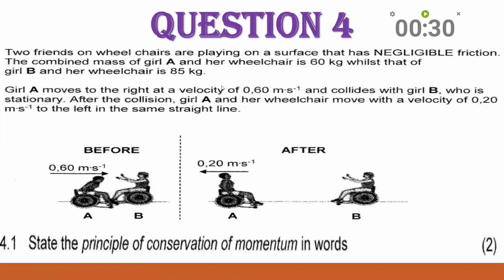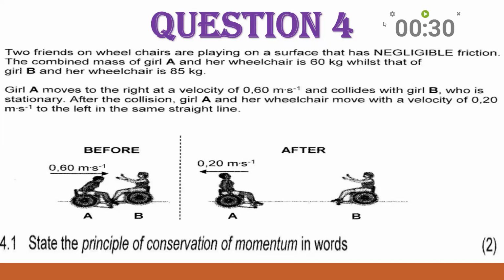and then next one, B, her wheelchair, B and wheelchair together, 85 kg. Okay, mass, we know. And they collide with each other. After collision, A is moving to the left with 0.20, and they're going to ask you the velocity for B and other questions. They collide each other and separate. All givens, you can write it down.